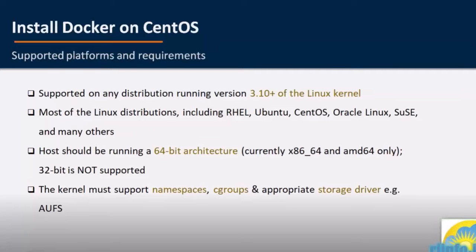In the last module, we learned that Docker containers use namespaces, control groups, also known as C groups, and union file systems. Hence, the kernel on the host should support these features. In addition to the above, since we are using CentOS for our course, we need to take CentOS version 7 as the host operating system. Let's get to the next slide.